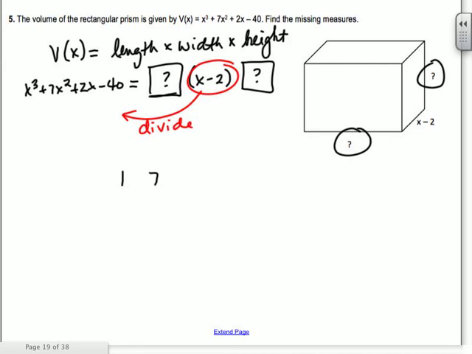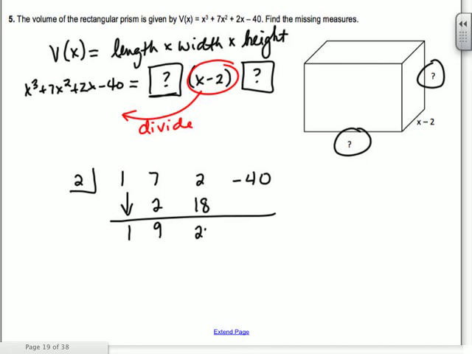So we're going to have 1x cubed, 7x squared, 2x minus 40. And we're going to do 2 in the backward L because we're dividing by x minus 2. Drop the 1. 2 times 1 is 2. Add straight down, you get 9. 2 times 9 is 18. Add straight down, you get 20. 2 times 20 is 40. Add straight down, you get 0. So now that means the 2 question mark boxes, when you multiply them together, you get x squared plus 9x plus 20.